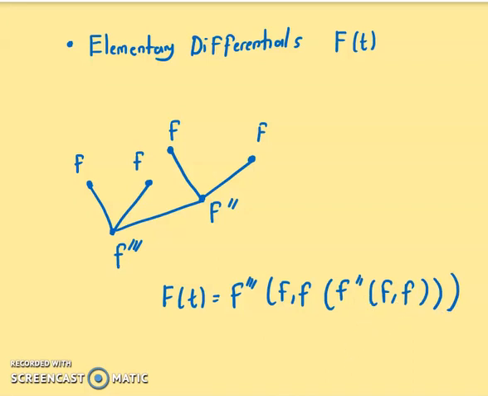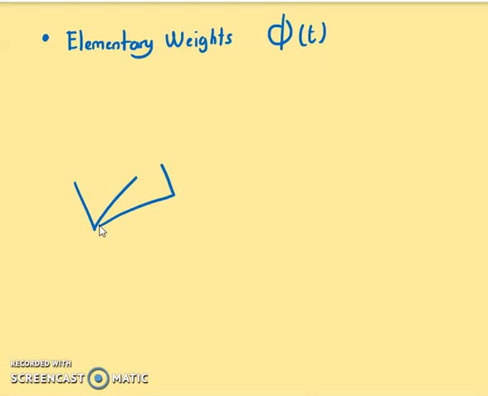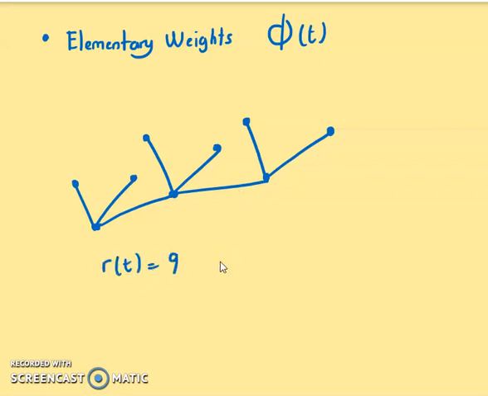And then we can also have elementary weights, denoted by psi t. So elementary weights are used to determine the order of the given Runge-Kutta method. Okay, the order condition. So for this tree here, okay, how many vertices? 1, 2, 3, 4, 5, 6, 7, 8, 9. We have 9 vertices, so the order is 9. This is the order.